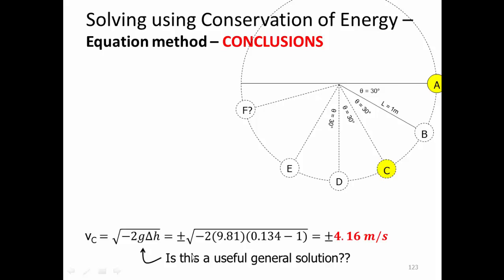I did have to assume that there was no non-conservative work being done, and the only forms of energy were potential energy due to gravity and kinetic energy. But other than that, we should be able to come up with a result for any of these types of solutions using this general solution.